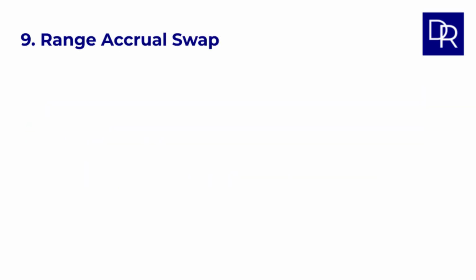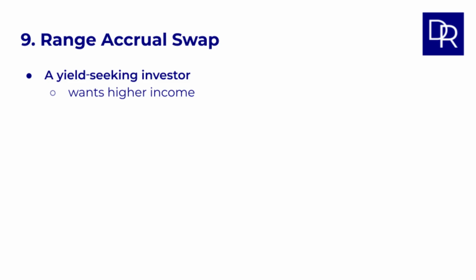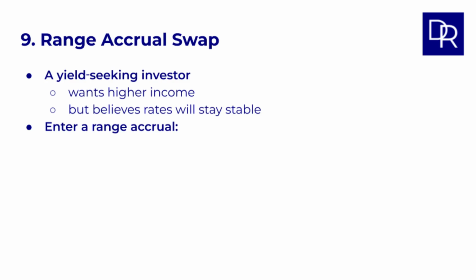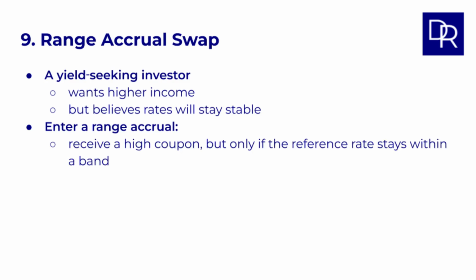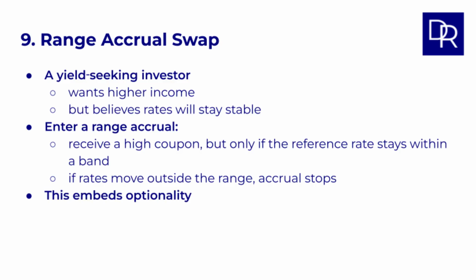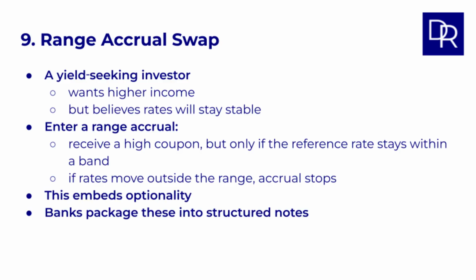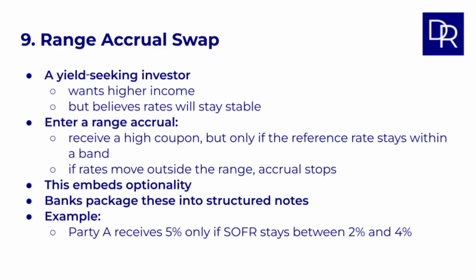Number 9, range accrual swap. A yield-seeking investor wants higher income and believes rates will stay stable. So they enter a range accrual. They receive a high coupon, but only if the reference rate stays within a band. If rate moves outside the range, the accrual stops. This embeds optionality. Banks package these into structured notes. As an example, party A receives 5%, but only if SOFR stays between 2% and 4%.